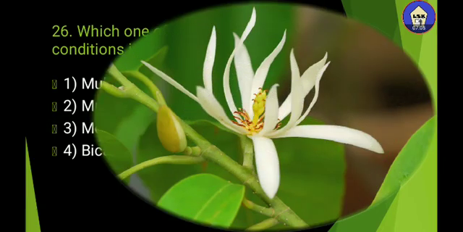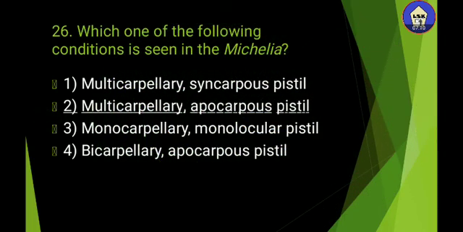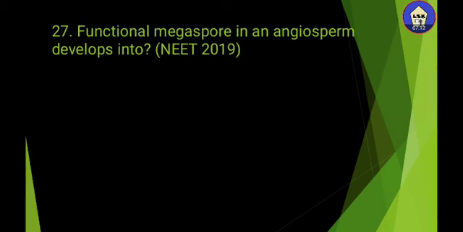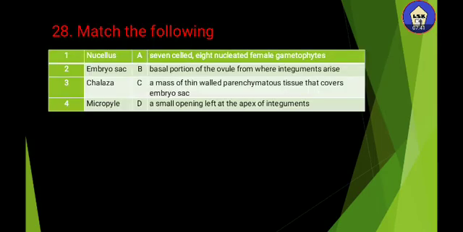See, this is the flower of Michelia. So the answer is option 2 is the right answer to the question number 26. Question number 27. Functional megaspore in an angiosperm develops into. This question was asked in NEET 2019. Functional megaspore in an angiosperm develops into endosperm, embryo sac, embryo, ovule. So definitely it leads to the development of embryo sac. Option 2 is the right answer to the question number 27.